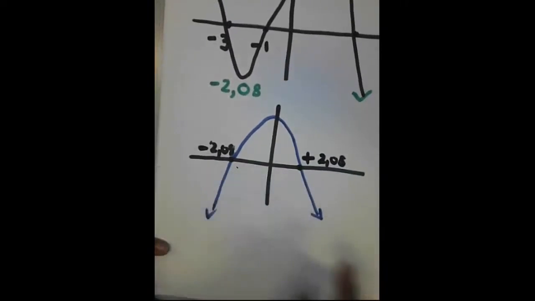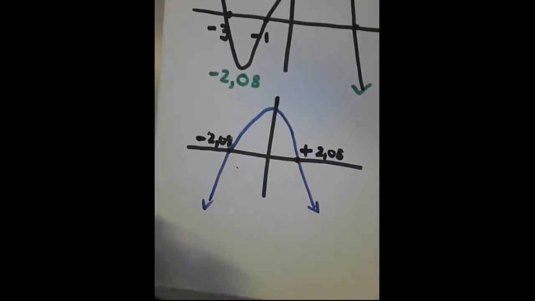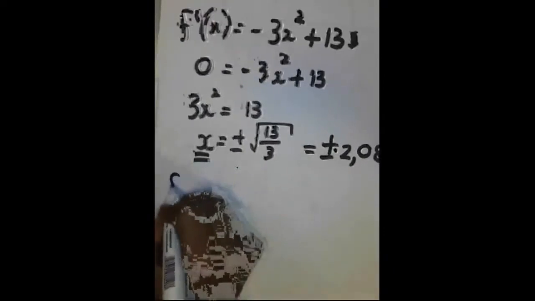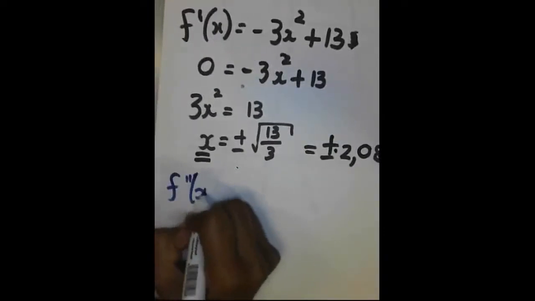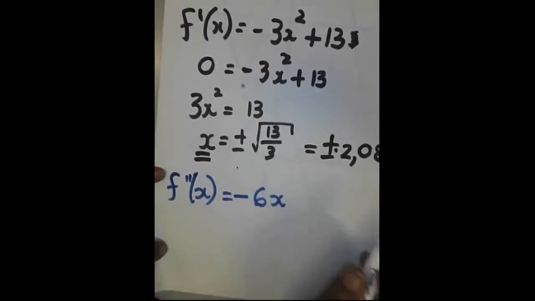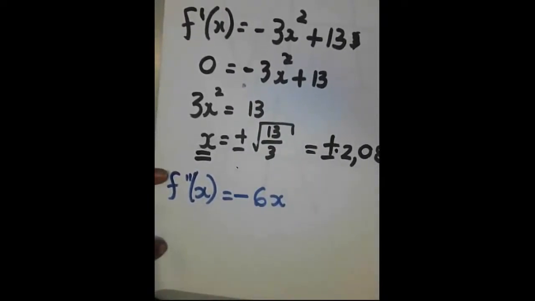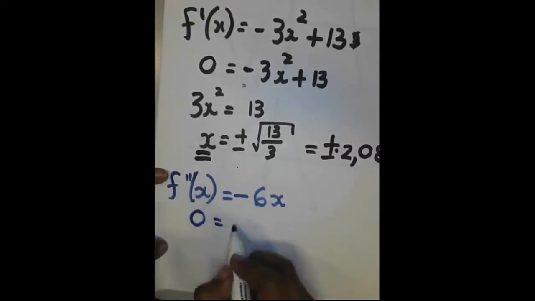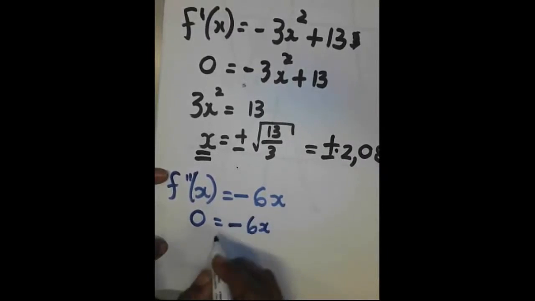Those are my x-intercepts. If I take the derivative again, then I will find the second derivative. How do I find the second derivative? Well, I use the first derivative and I go ahead and I get negative 6x. That is what I get. So I get negative 6x, so I set it equal to 0, and I end up with negative 6x is equal to 0, and so x is equal to 0.